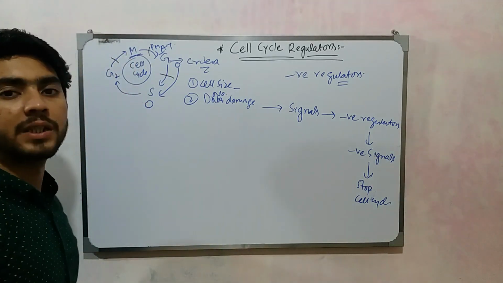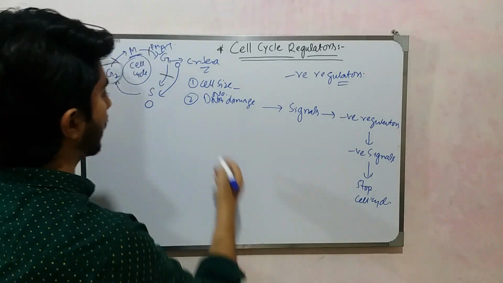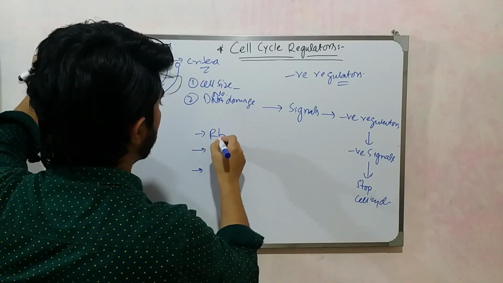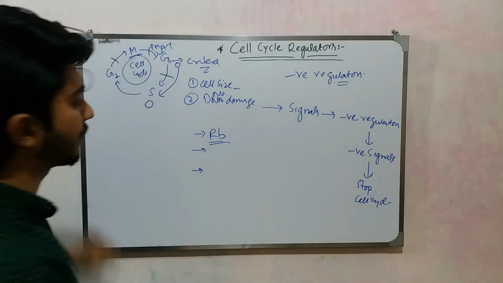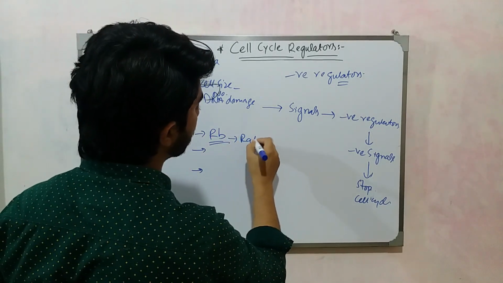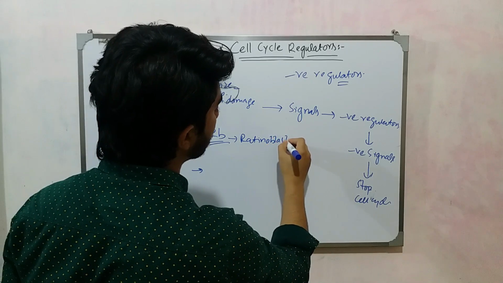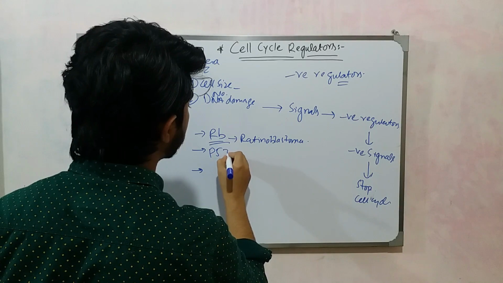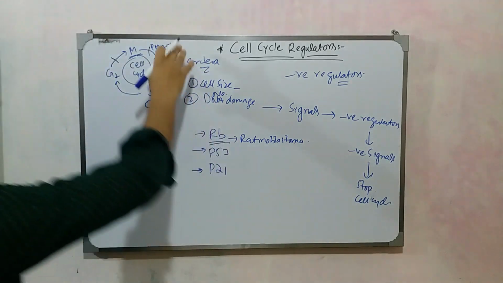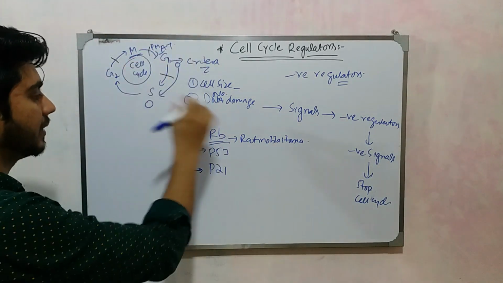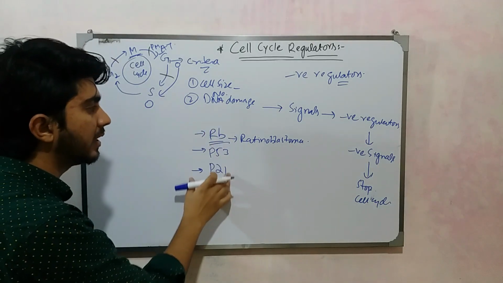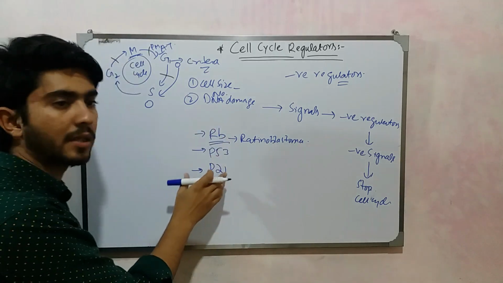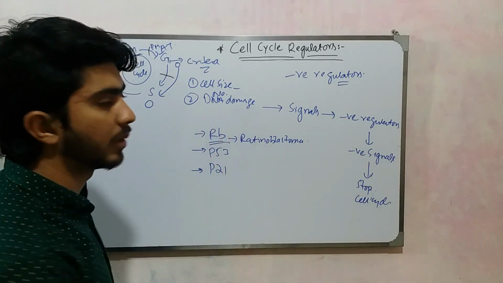But different kinds of negative regulators are also present. Here we talk about a few of them: retinoblastoma protein, and also P53 and P21. I am just talking about the G1 stage. At the G1 stage, there are three main specific proteins, negative inhibitors or negative regulators. One of them is retinoblastoma.